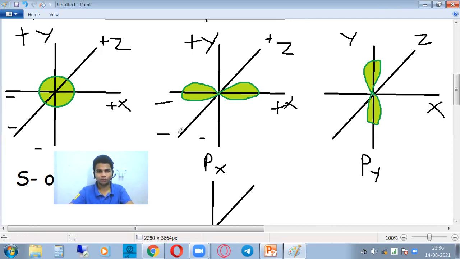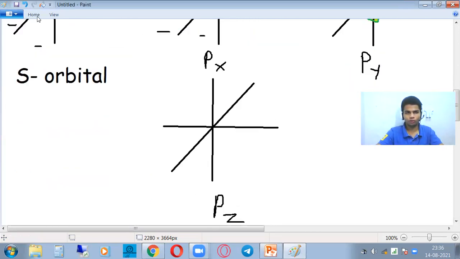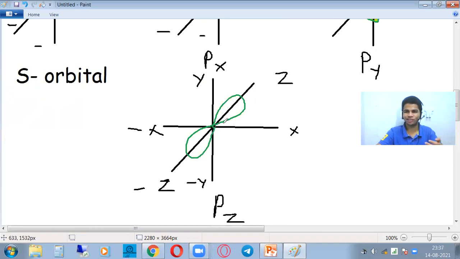Now let us discuss the last one, that is z. So as always, this portion will be plus x-axis, so this one will be minus. This one will be plus y, so this one will be minus y. And if you are assuming this portion as plus z, then this one will be minus z. Now you need to draw the dumbbell again on the z-axis here. It's quite complicated when you see the z-axis because it's not in the plane, so it's a little bit hard if you are seeing this for the first time.